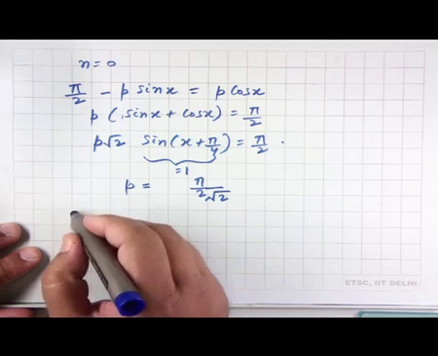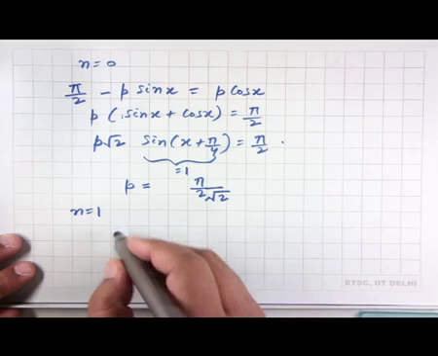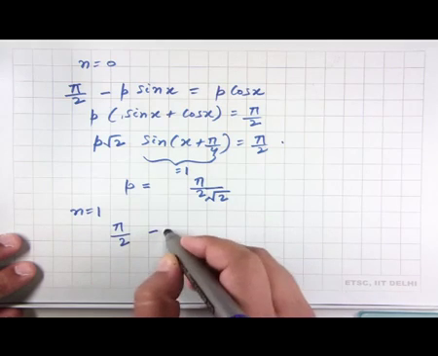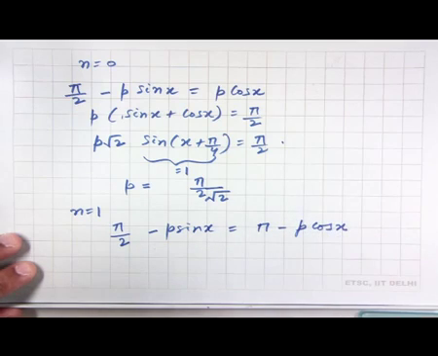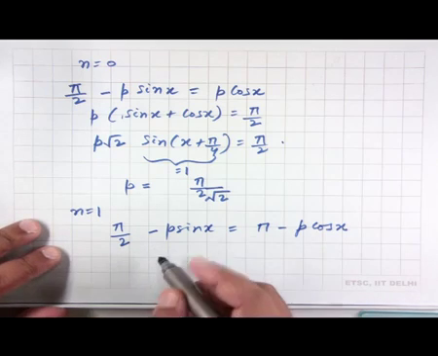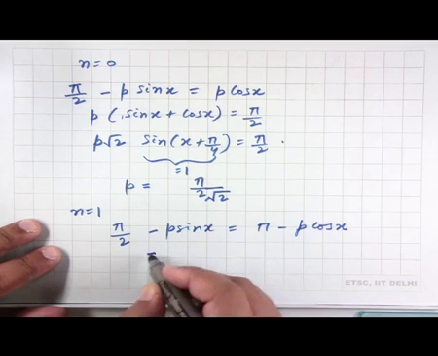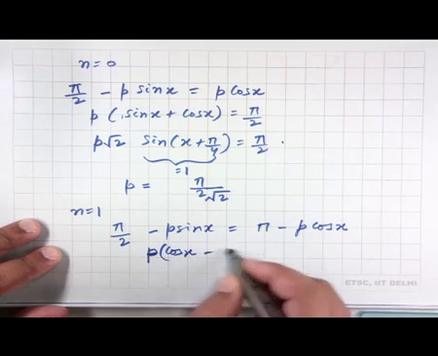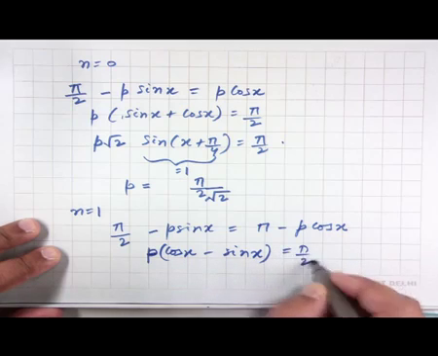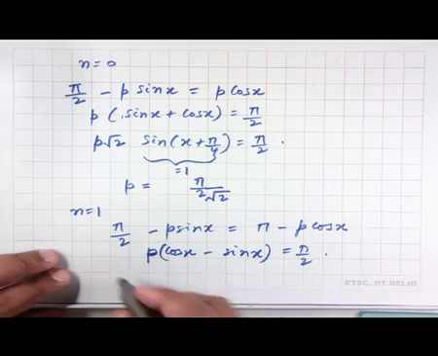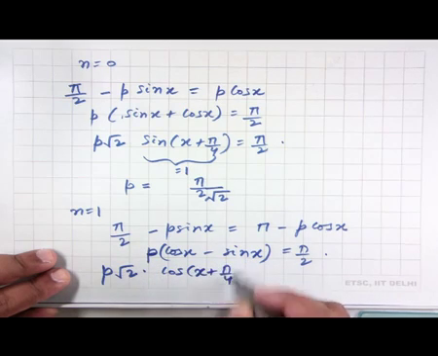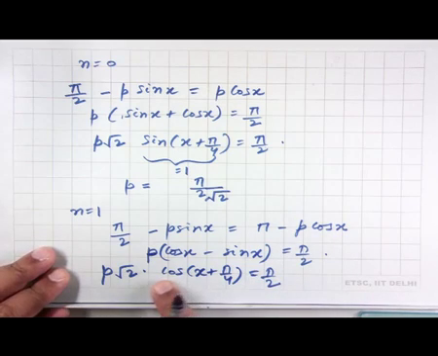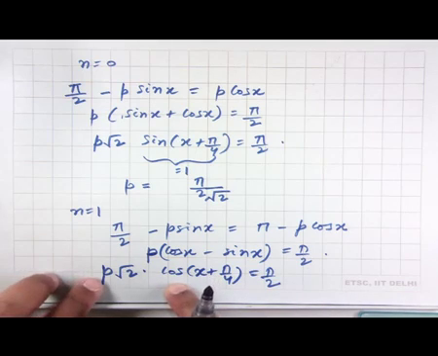We can try with n equal to 1. If we put n equal to 1, then we end up getting pi by 2 minus p sin x equals pi minus p cos x. And if we rearrange this, then what we end up getting is that p times (cos x minus sin x) is equal to pi over 2. And even here we can again write it as p into square root of 2 times, and then it will be cos x into 1 by root 2 minus 1 by root 2 sin x, which can be written as cos of (x plus pi over 4) is pi over 2. But even here the largest possible value of cos of (x plus pi over 4) is still 1, and therefore the smallest positive value of p will still be the same value.